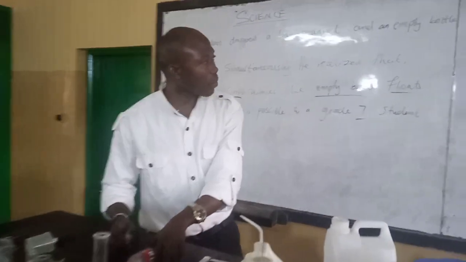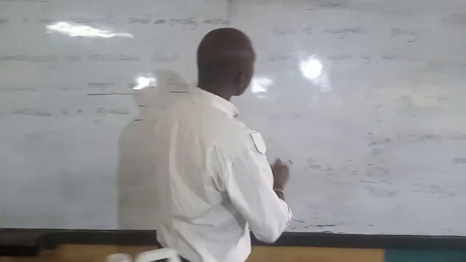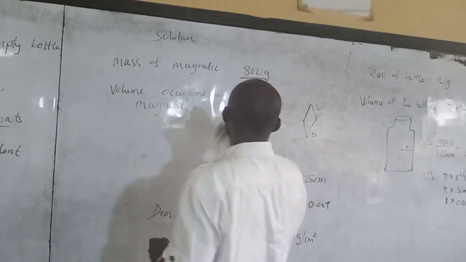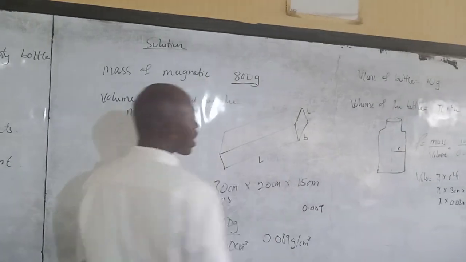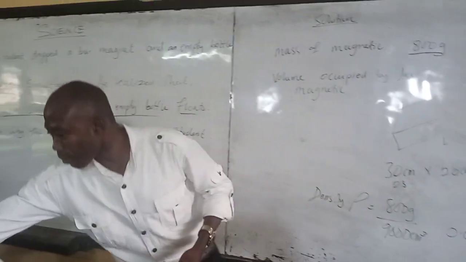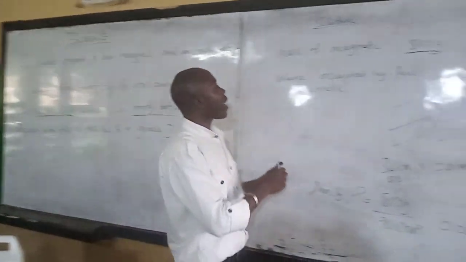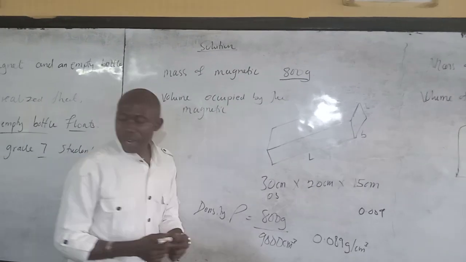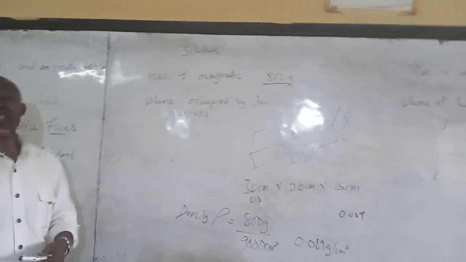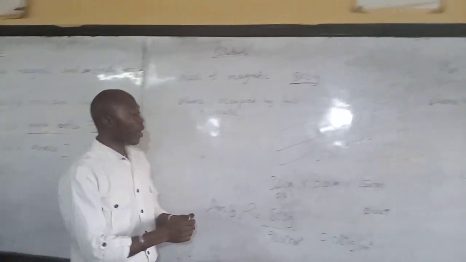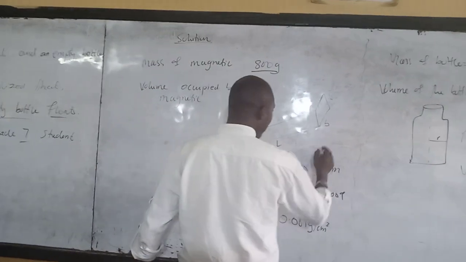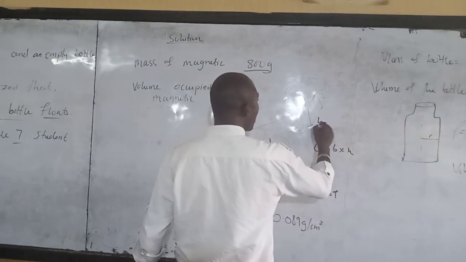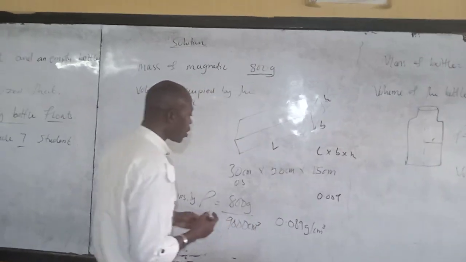If, by assumption, the electronic balance recorded 800 grams as the mass of the bar magnet, then the volume occupied by this, since it's a regular shape, a rectangular shape object, can be calculated by what? Looking at the length multiplied by the breadth times the height. This is the length, this is the breadth, this is the height, as it is a 3D shape.